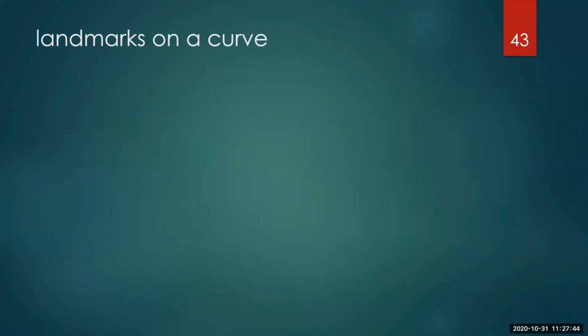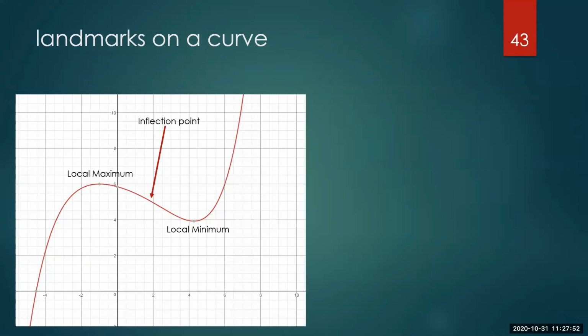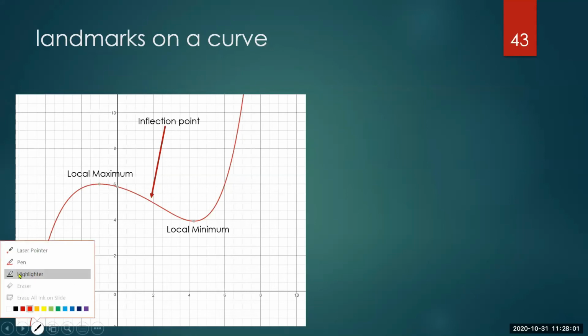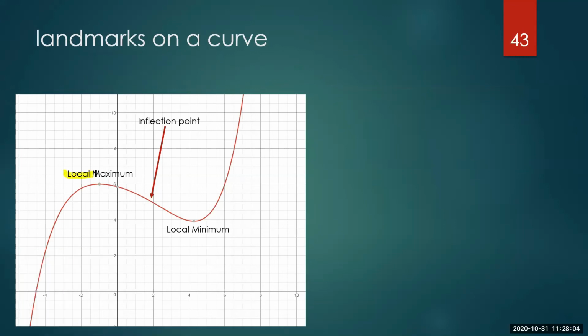So yes, we're going to talk about curves and certain landmarks that are on a curve. Here's a curve, and there are certain points on a curve that we have names for. So looking here, we've got a local maximum. What does that mean? It means the curve has been steadily increasing in value until we get to this point, and then the curve starts to decrease again. And so a local maximum is not the maximum value of the curve, but it's the maximum value in, if you like, some locality.